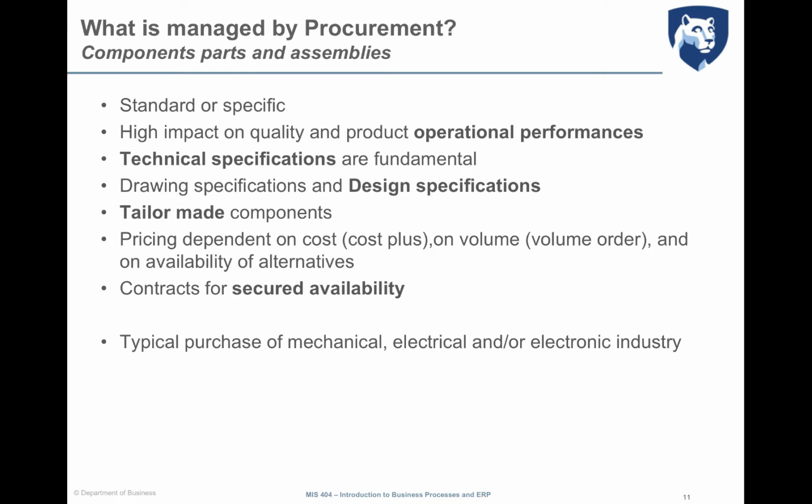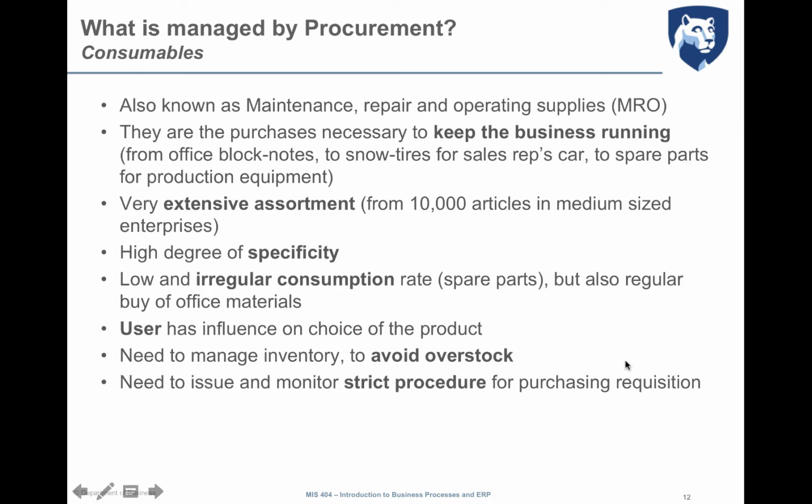Usually it's not exhaustive, but components, parts, and assemblies are requested on a supply market related to the mechanical industry, electrical industry, or electronic industry. Usually components are mechanical parts, electrical parts, or electronic parts, but of course there are also other types of examples. Then we have consumables.